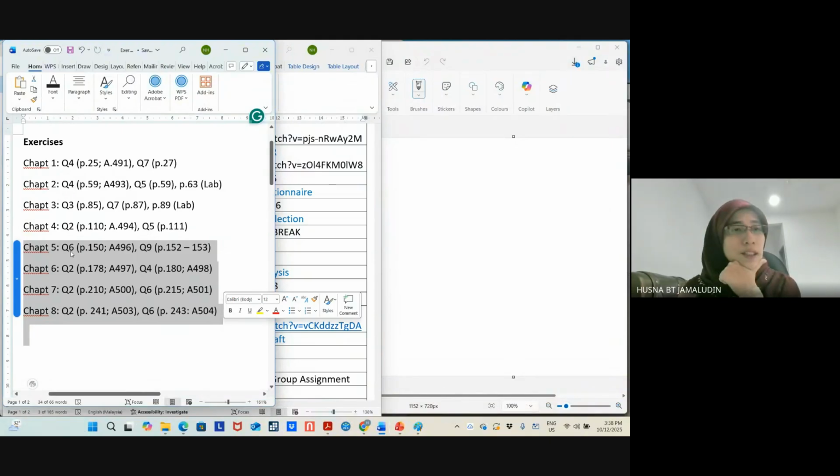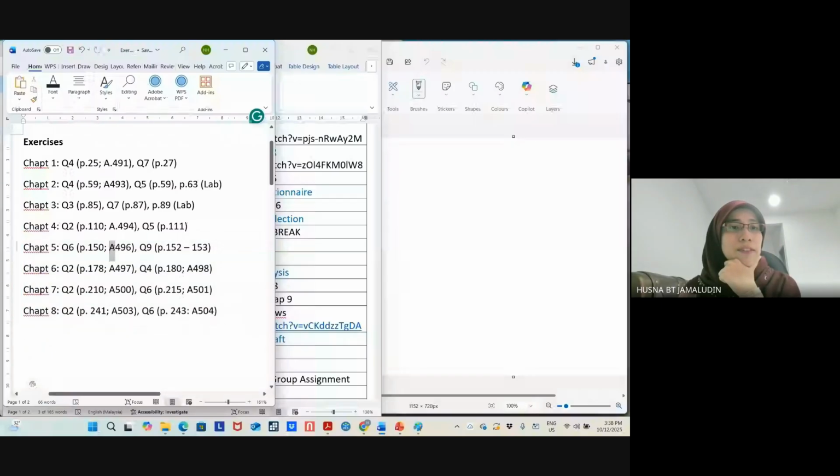Okay, so let's start with chapter 5. As usual, previously, you can see that when you have this A, it refers to a question where you can see the answer at the end of the textbook. So let's just discuss the questions that have no answers.